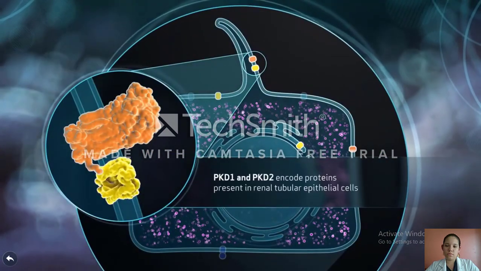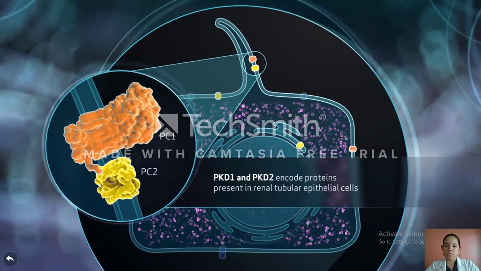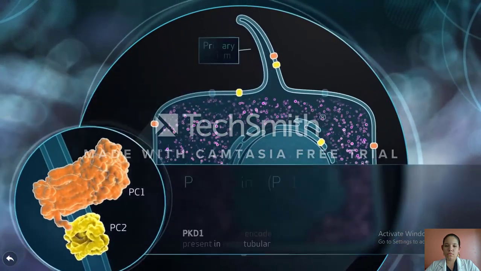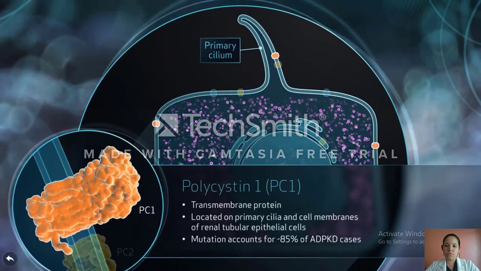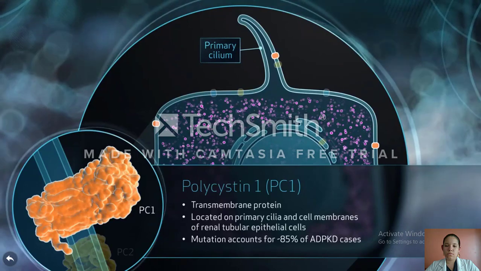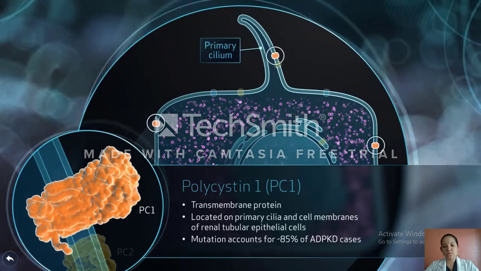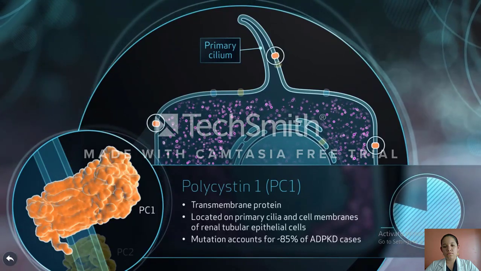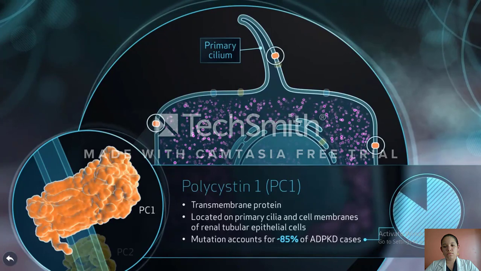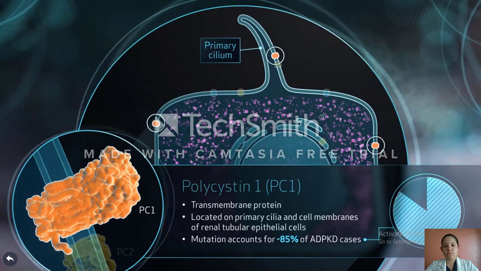The genes PKD1 and PKD2 encode proteins present in renal tubular epithelial cells. A mutation in PKD1 is responsible for a defect in polycystin 1, PC1, a transmembrane protein located on the primary cilia and cell membranes of renal tubular epithelial cells. Patients with a PKD1 mutation account for approximately 85% of all ADPKD cases and are characterized by rapid disease progression.